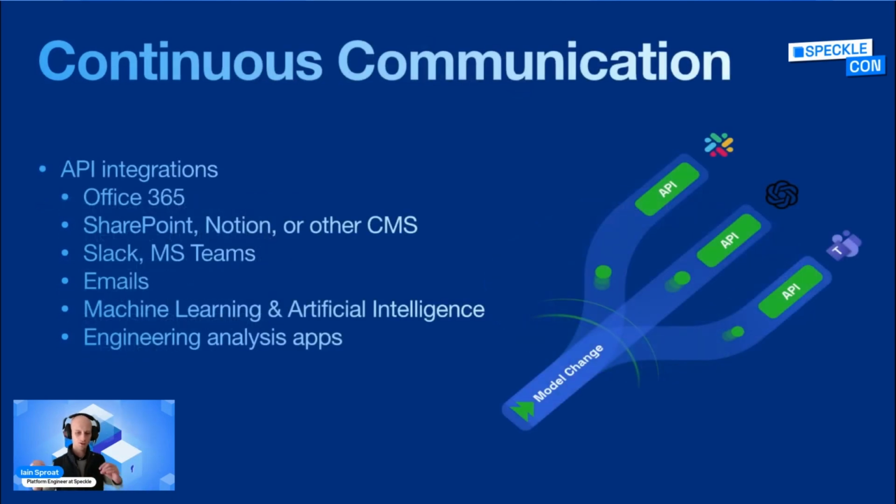But we're not just continuous integration, continuous delivery. We can also do continuous communication. Automate can talk to any API that you wish to. It could be Office 365. It could be your content management system. It could be your Slack or MS Teams messaging services. It might be emails. You could even connect to your own machine learning or artificial intelligence platform of your choice. And it could connect to engineering analysis applications, particularly those that are more fine-grained and better suited for whatever end use you want. And we'll see a few examples of those later.